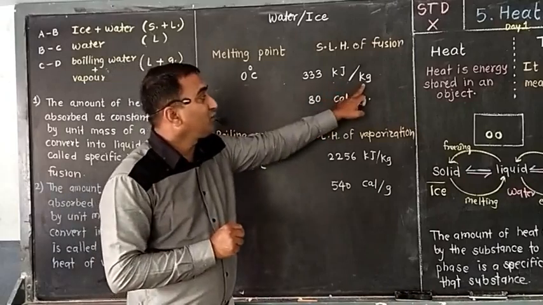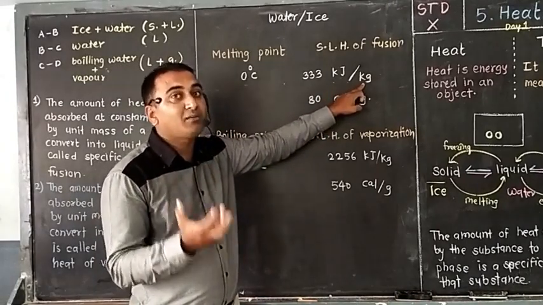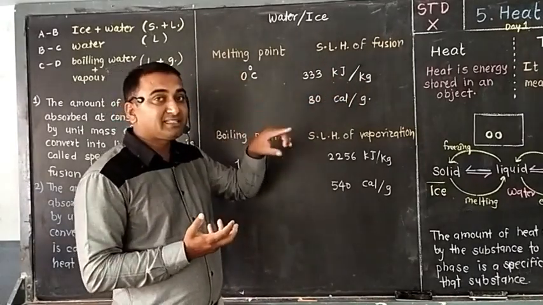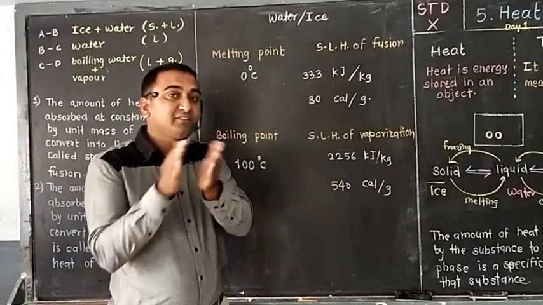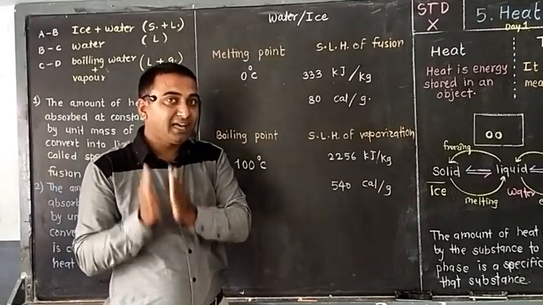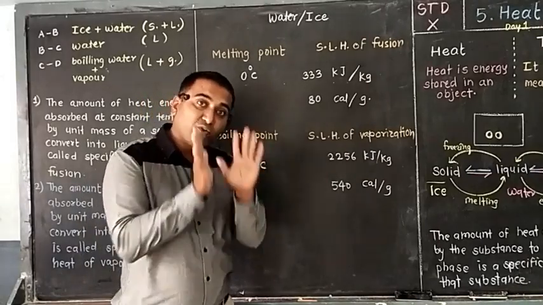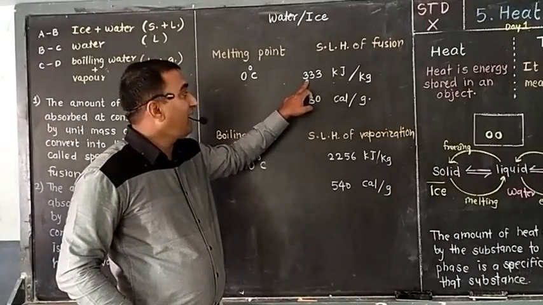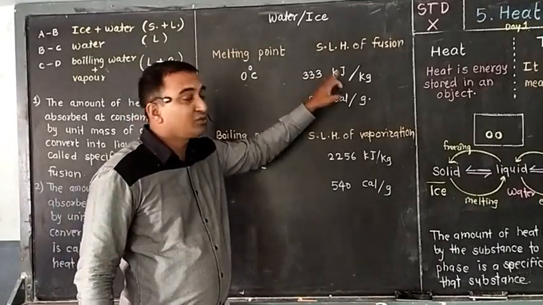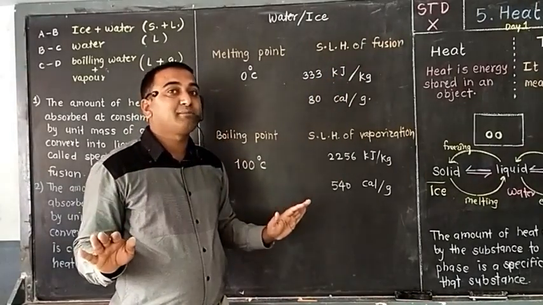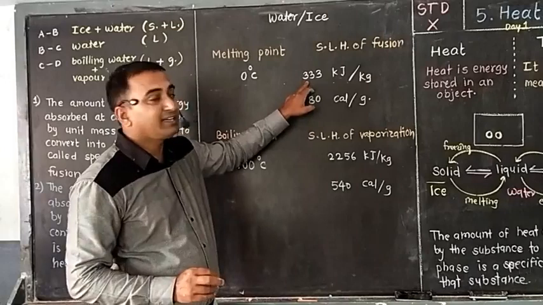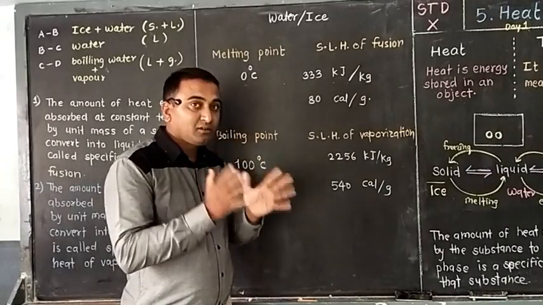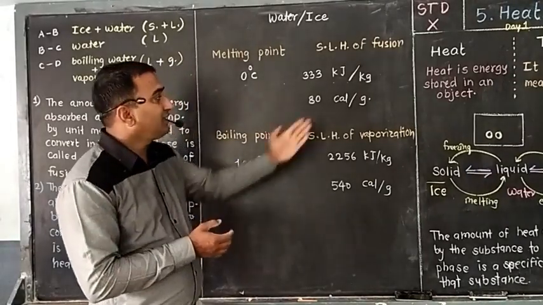That means if you take 1 kilogram of ice at 0 degrees Celsius and want to convert it into 0 degrees Celsius water, that is a change in phase. Ice at 0 degrees Celsius to water at 0 degrees Celsius, first, that is the change in phase. Then it will absorb 333 kilojoule of heat, but the temperature remains the same, that is 0 degrees Celsius. So 333 kilojoule per kilogram is the latent heat of fusion of water.